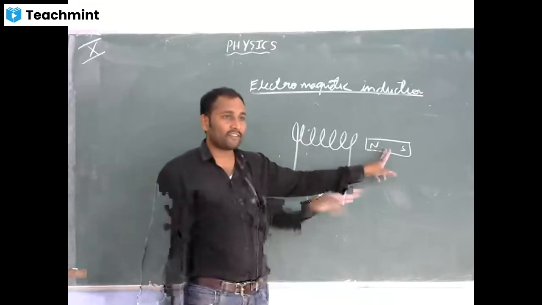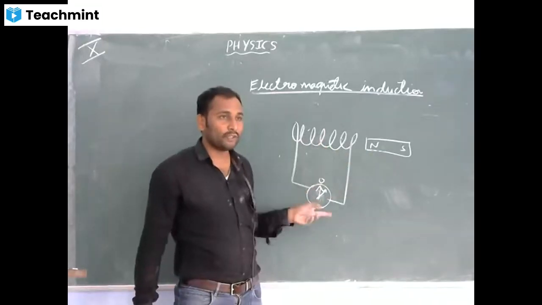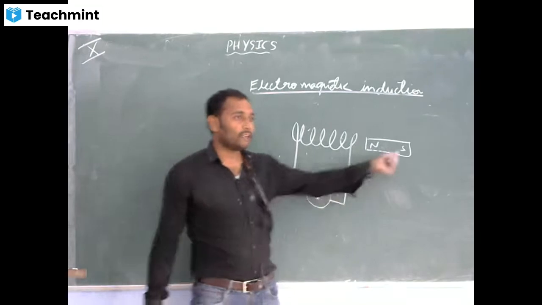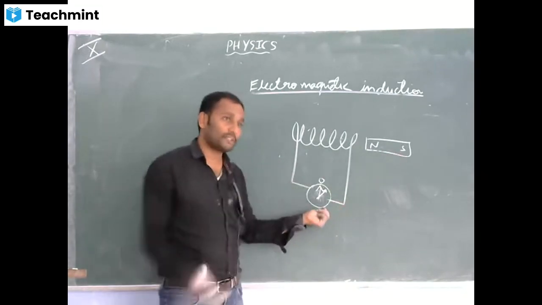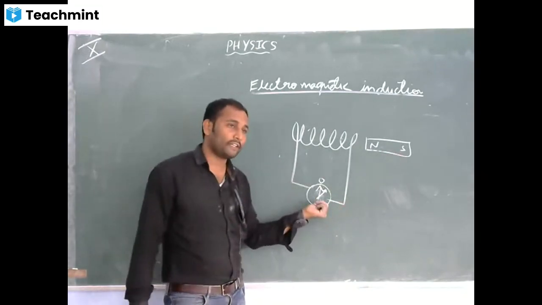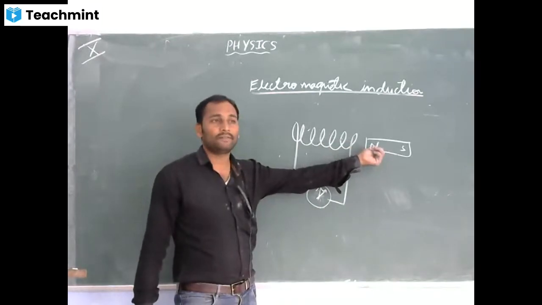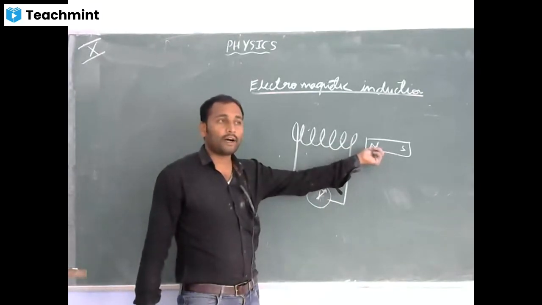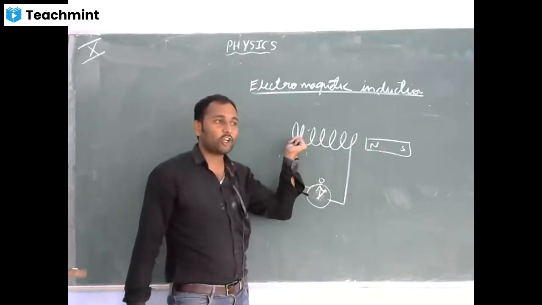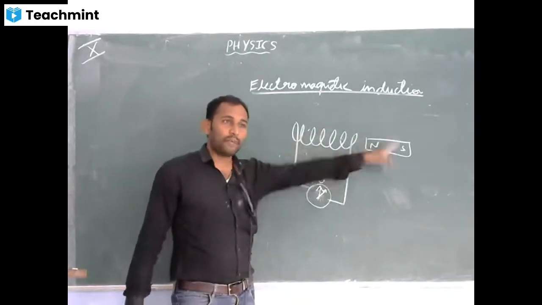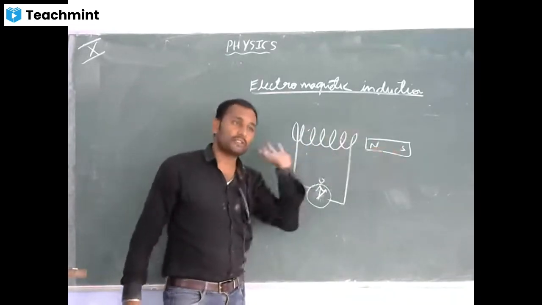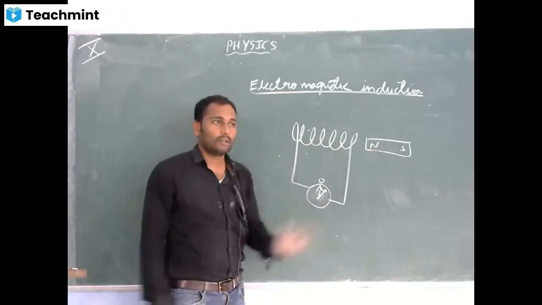First law: when the magnetic flux linked with the coil changes, induced EMF is developed in the coil. Then the magnitude of induced EMF, how much current is induced, is directly proportional to the strength of the magnetic field, or the number of turns of the coil, or the speed with which the magnet moves inside the coil. Clear?